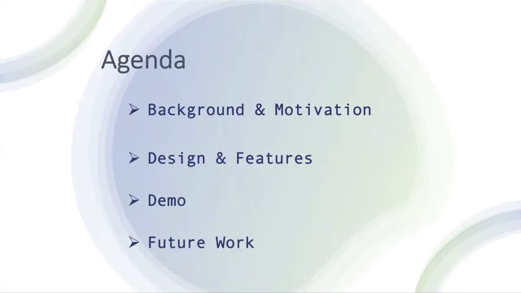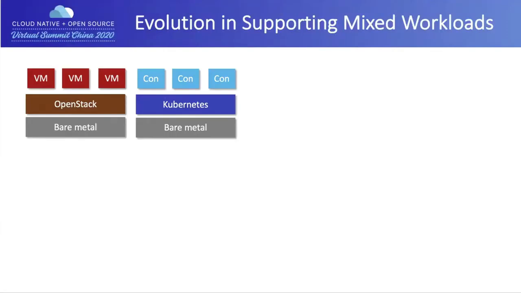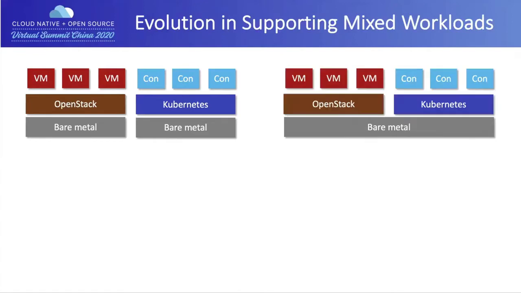Okay, let's start with background and motivation. The motivation of this work comes from the fact that we want to be able to run virtual machine and a container at the same time. Traditionally, if you want a virtual machine, you could use OpenStack. For container, you could use Kubernetes, but they're run as two different clusters. At a certain point, we have this requirement that, okay, we want to run both virtual machine and a container in the same bare metal cluster.